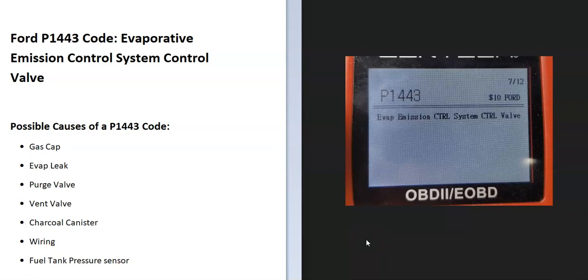So today I'm talking about a Ford with the P1443 code, what it is and how you go about fixing it. And so what is a Ford P1443 code? Well, it's an evaporative emission control system control valve. And what does this mean?